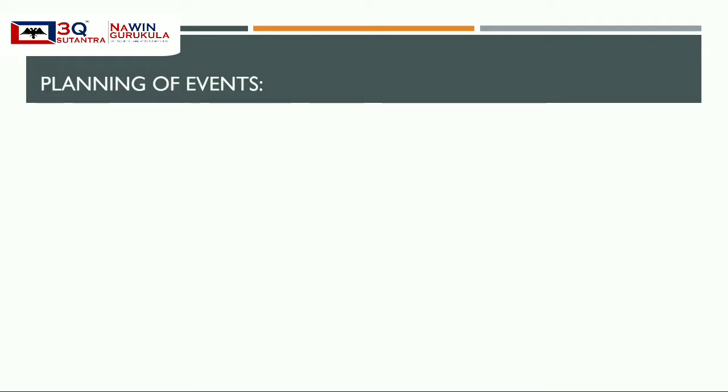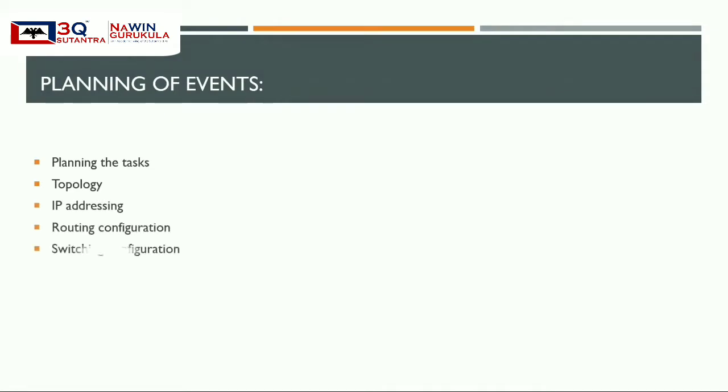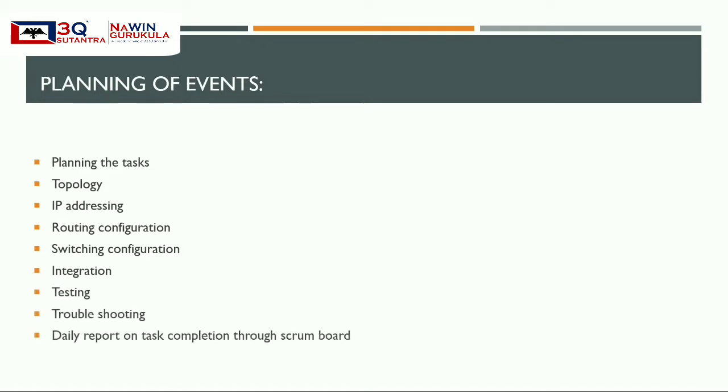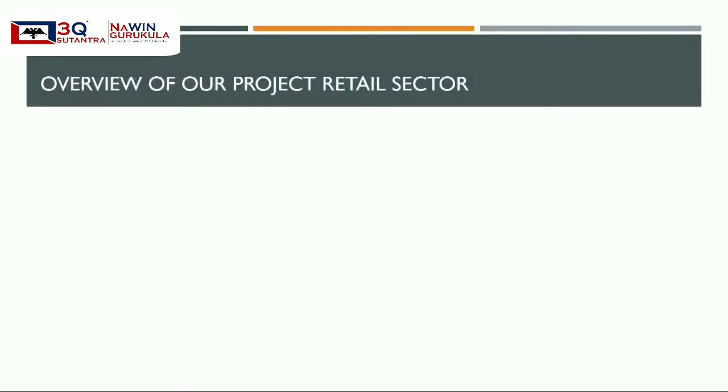Here we planned events like planning the task, designing a topology, planning IP addresses, routing configuration and switching configuration, and integrating all the configurations. Next is testing, and finally troubleshooting. And as I said, we maintain a daily report of task completion through a Scrum board. Now let's see the overview of our project.